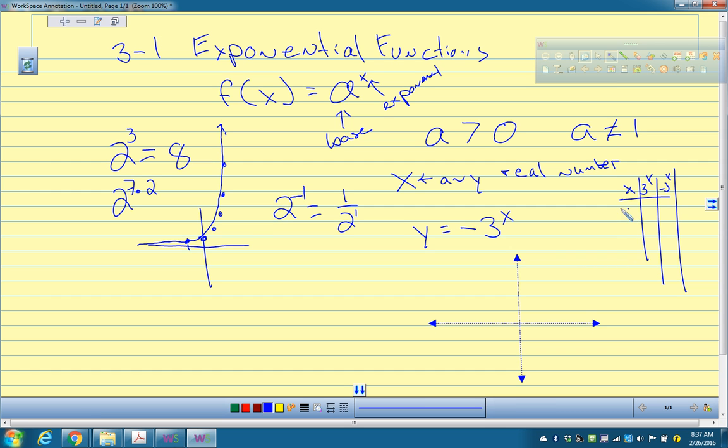So for instance, if I plug in x is 0, what's 3 to the 0? 1. What's 3 to the 1? 3. What's 3 to the 2? 9. And so by plugging a negative in front of those, everything would change to negatives. Negative 9. So if this is y equals 3 to the x, which looks like this, then y equals negative 3 to the x would look like this.